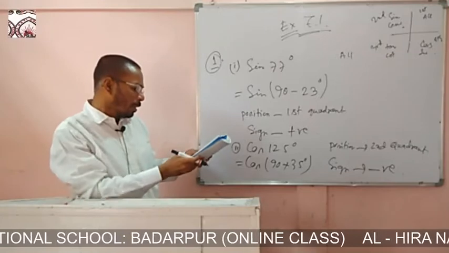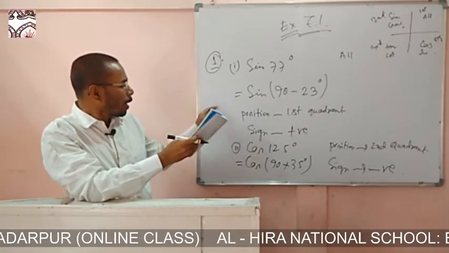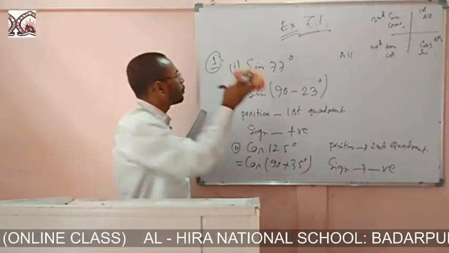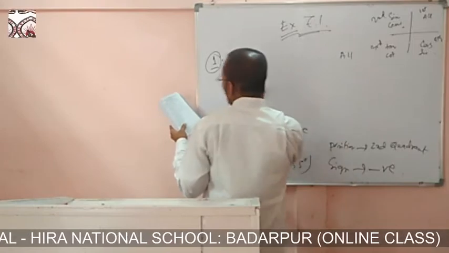So like this, if we start, suppose number 1, 2 are done, now number 3 and 4 you may do.